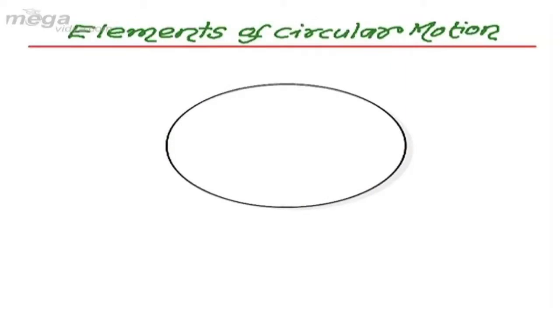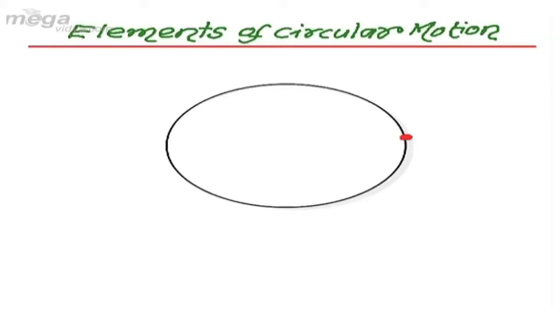Here we are taking the elements of circular motion. There are some practical definitions and explanations of the various terms which will be used during this course of motion. Say a particle is initially at this place. Let us draw it as a red circle.